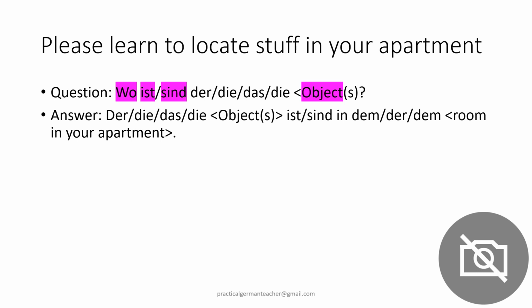As usual, you now answer this question. One way is to use the following syntax. You use the correct nominative article for the object, then this object itself, then you have the correct conjugated form of the verb sein. Now, this is where it gets interesting. If all you want to do is just say in which room the object of interest is, then you use the preposition in followed by the dative article for the room where the object is. And of course, at the end, you have to mention the room.